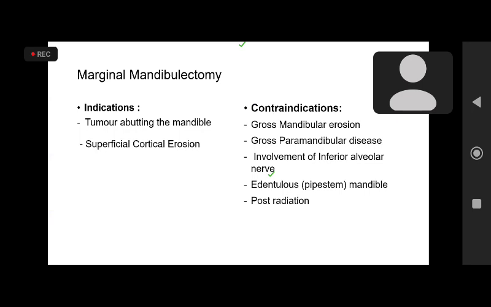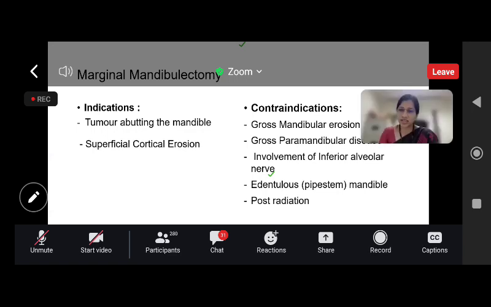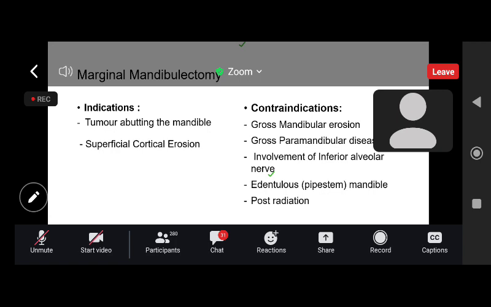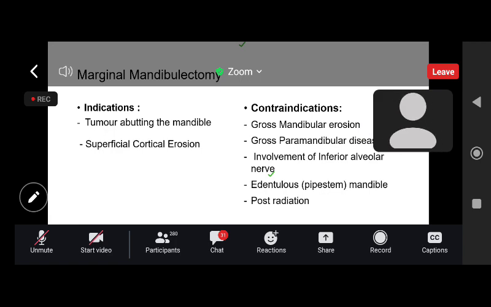The absolute contraindications will be gross mandibular erosion, paramandibular. Vidisha, can I just interrupt you, please? Yes, ma'am. So the previous study, what you have shown in that, there is no MRI, right? No, there is none, ma'am, because those were for buccal mucosa cancers where we would usually do a CT scan.